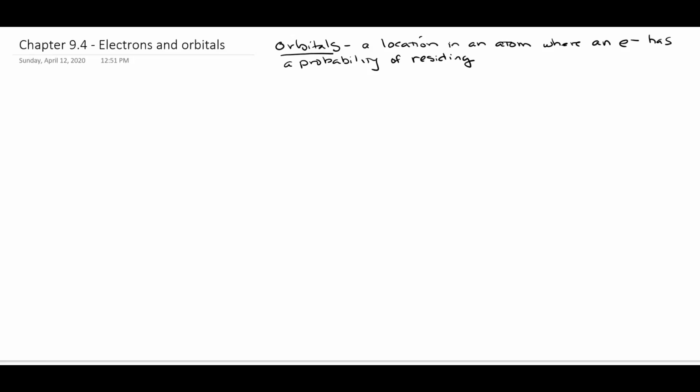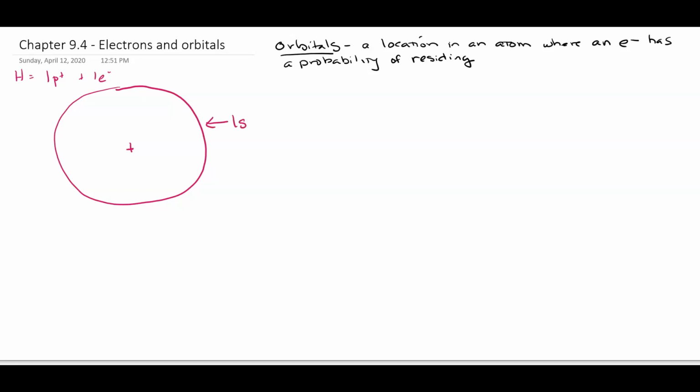Now, I'm going to take the simple case. Let's say we have a hydrogen atom. A hydrogen atom contains one proton and one electron. The proton is in the center of the atom, in the nucleus, and surrounding it is the single electron. The name of the space where this electron has a probability of being found is called a 1s orbital.